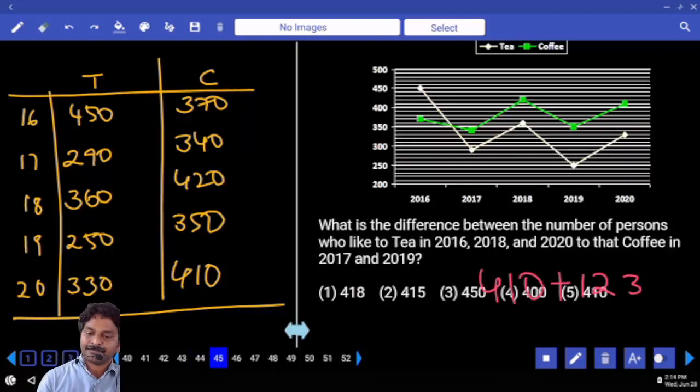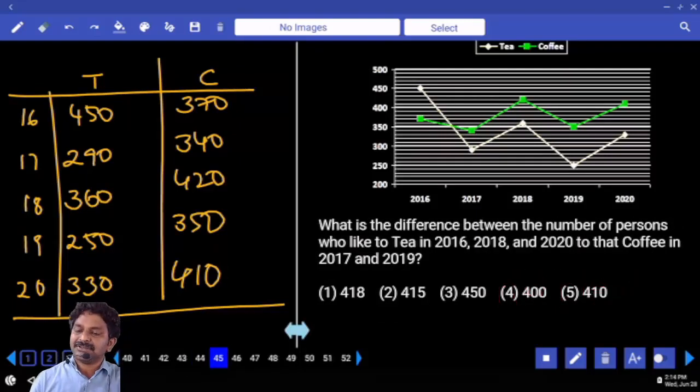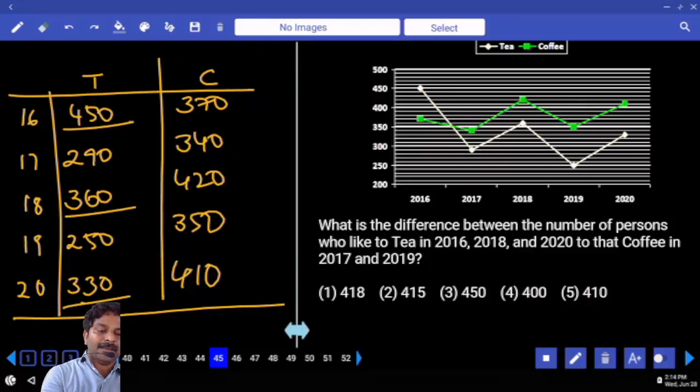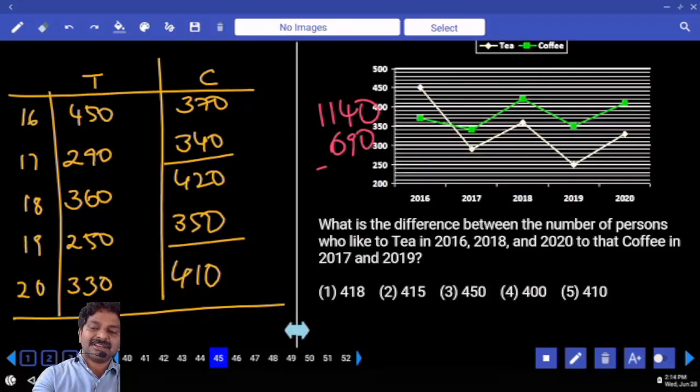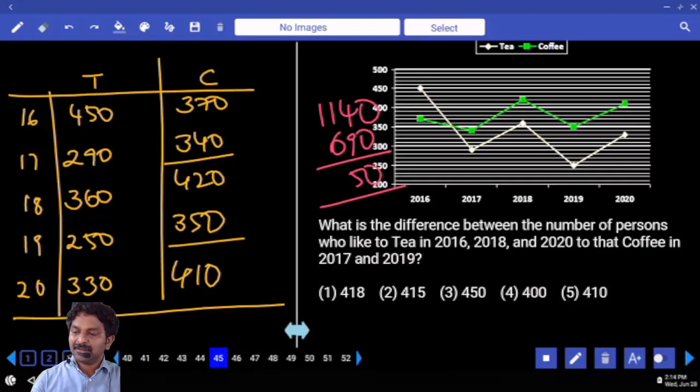Second option. What is the difference between number of persons who like to take tea in 2016, 18, 20 and coffee in 2017, 19? 16, 18, 20. Tea value, correct? 300, 300, 400. 1000. 60, 50. 110. 110 plus 30. 140. So total it is 1140. Difference between this number and coffee in 2017 and 19. Sum of both the numbers is 690. Answer must end with 50. How many? Only one.